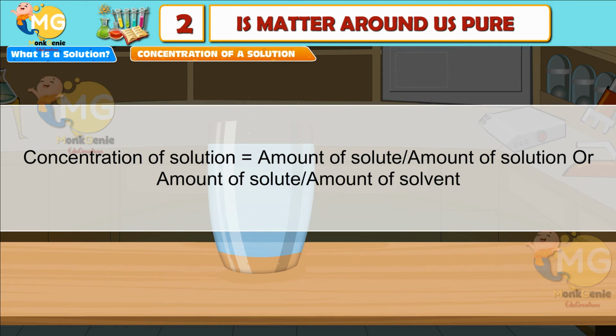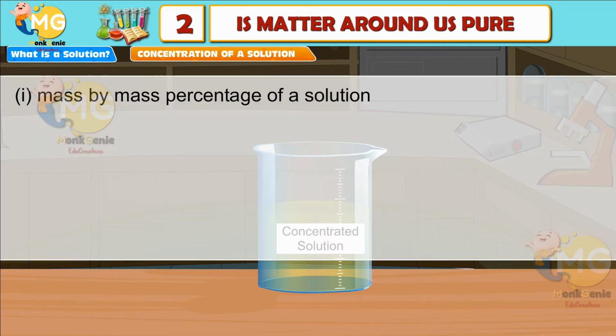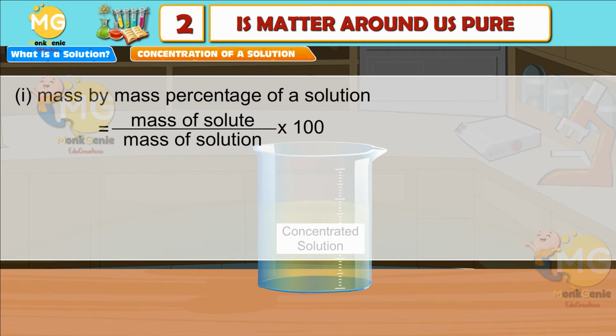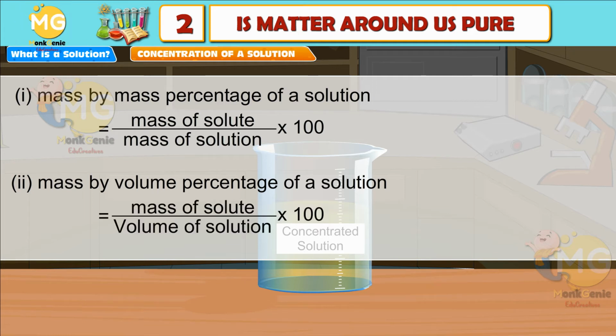Concentration of solution equals amount of solute upon amount of solution, or amount of solute upon amount of solvent. There are various ways of expressing the concentration of a solution, but here we will learn only two methods. 1. Mass by mass percentage of a solution equals mass of solute upon mass of solution multiplied by 100. 2. Mass by volume percentage of a solution equals mass of solute upon volume of solution multiplied by 100.